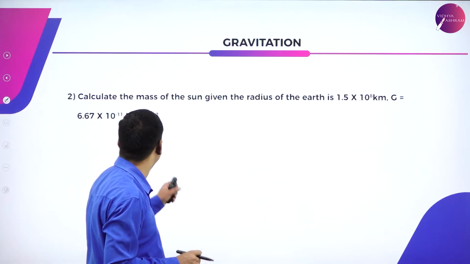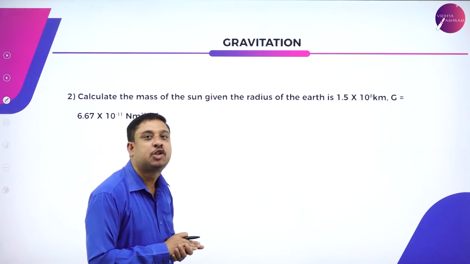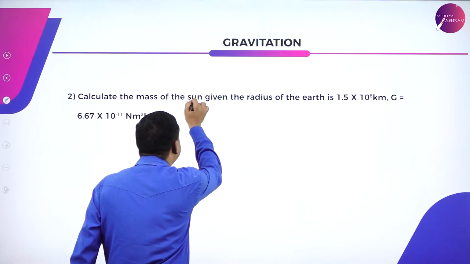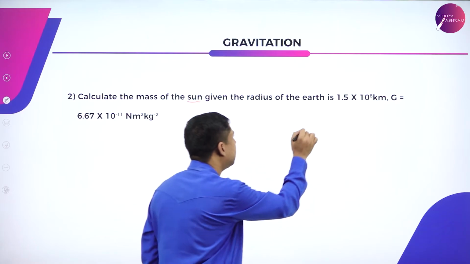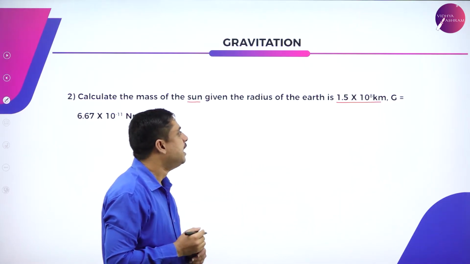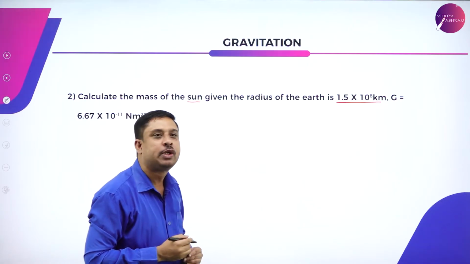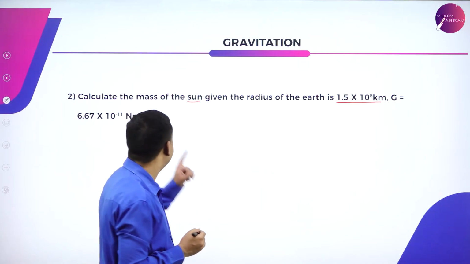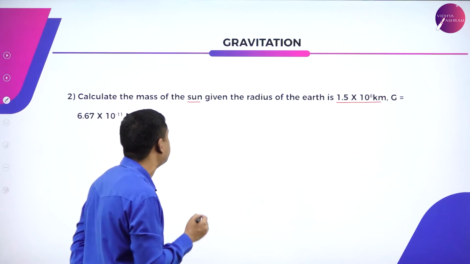The next question. We are asked to calculate the mass of the sun, given the radius of the earth's orbit is 1.5 into 10 power 8 kilometers and the gravitational constant is so much.